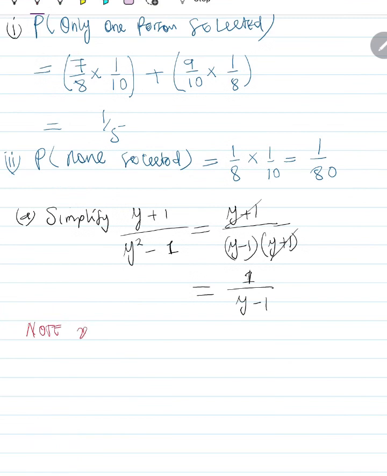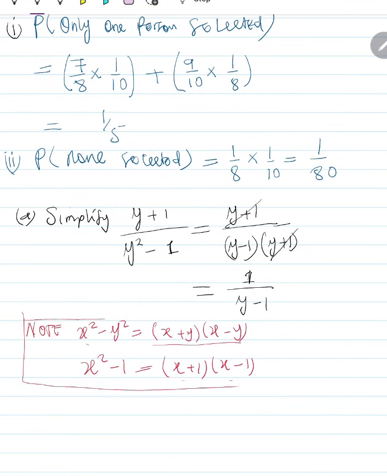Note that if you have x squared minus y squared, it is just the same as x plus y, x minus y. Or if you have x squared minus 1, it is just the same as x plus 1, then x minus 1. If you expand this, you should get this. You expand this, you get that. So this is just for you to remember.